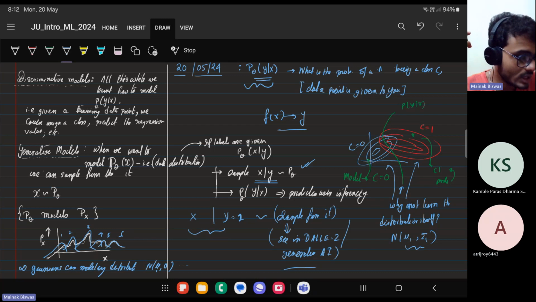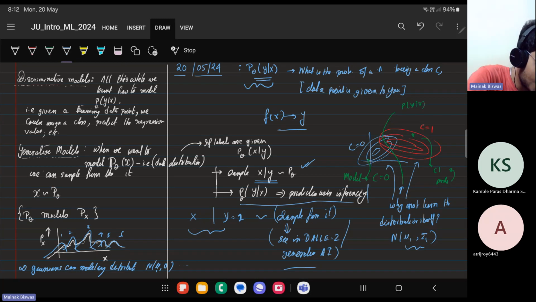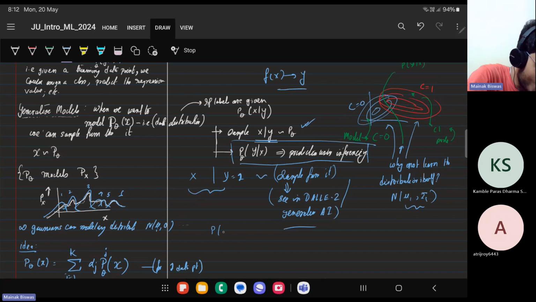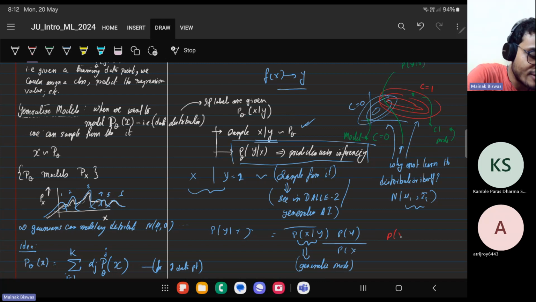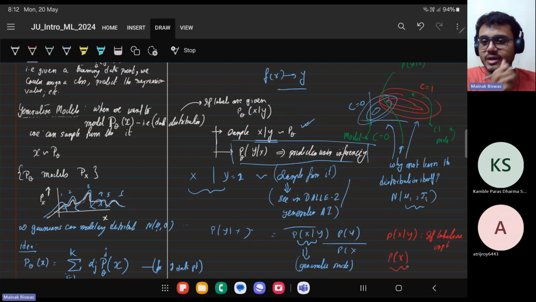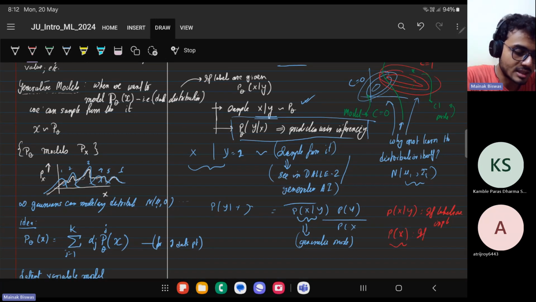So if we know the distribution, we have much more information compared to discriminative models, right? Once you know the distribution, you can also do discrimination because you can find out the posterior. It's simple: P of y given x is P of x given y into P of y by P of x. So this is your generative model. If labels are there in the data set, P of x given y is a generative model. And if no labels exist, you can simply have P of x as your generative model.